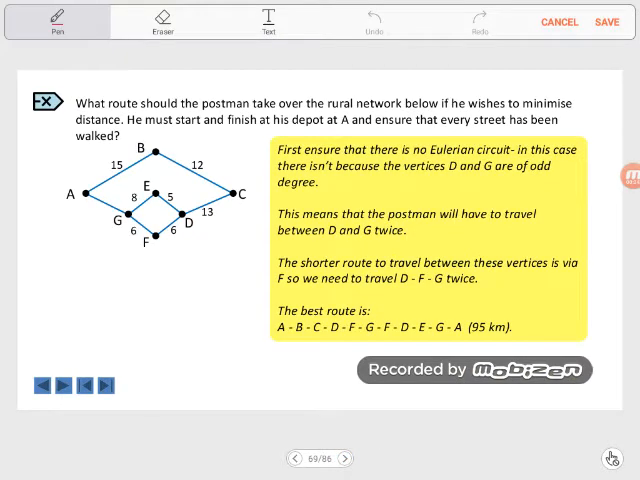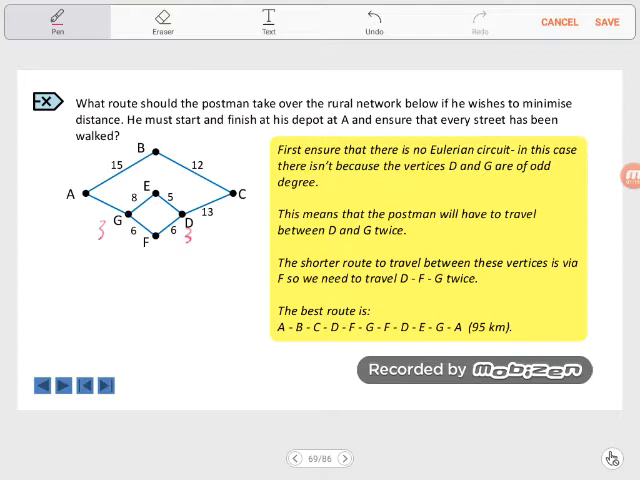So in this network, if we could find an Eulerian circuit, that would be best, because then the postman would only have to travel each street once. However, if we look at the degree of vertex G and D, they are of degree 3, which means we have two odd vertices. Now, we could have an Eulerian path, but that's no good to the postman, because the postman would end up in a different spot to where he started. So we need to figure something else out. No Eulerian circuit's possible, and an Eulerian path doesn't work for us.